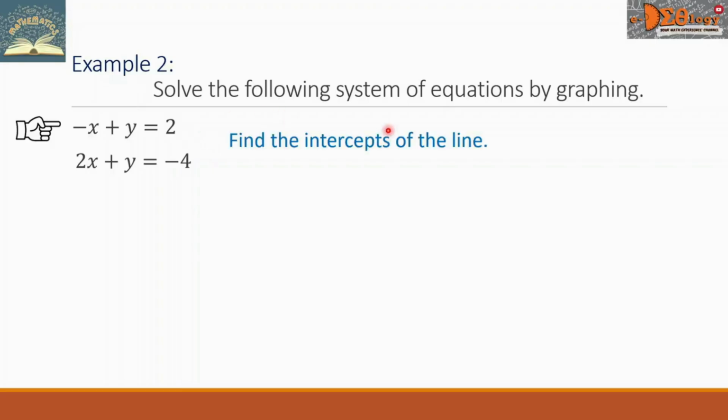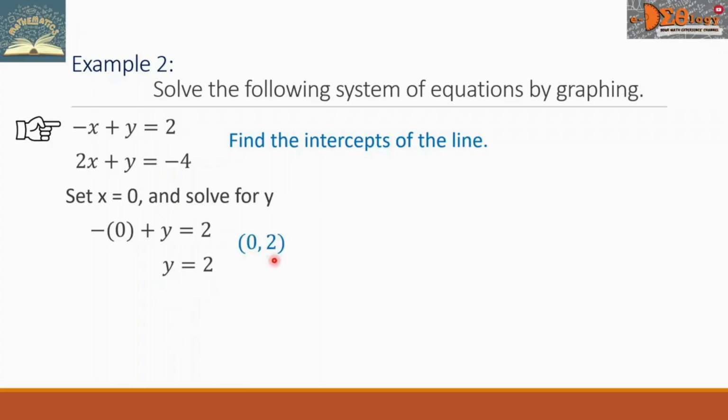Let us find the intercepts of the line. At first, we set x equals 0 and solve for y. We will get the y-intercept. So, the negative x plus y equals 2 becomes negative 0 plus y equals 2. We can remove this negative 0 and we have y equals 2. So, the first point is (0, 2), or we say this is the y-intercept.